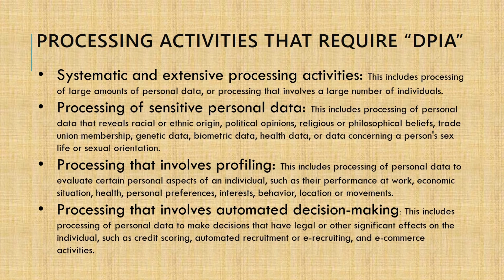These two processing activities, profiling and automated decision making, are increasingly being used in hiring and recruitment processes, right? Where algorithms analyze personal data to determine the suitability of job candidates. If the algorithm is biased or inaccurate, it can result in discrimination against certain groups of individuals, right? Let's move on to the next processing activity.